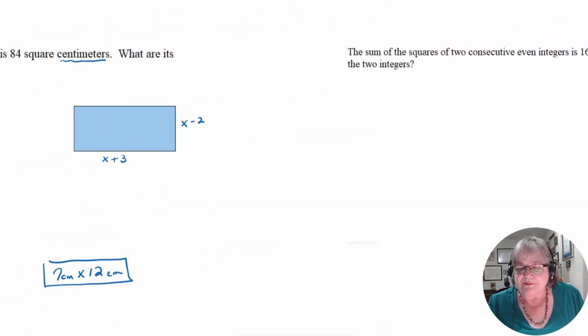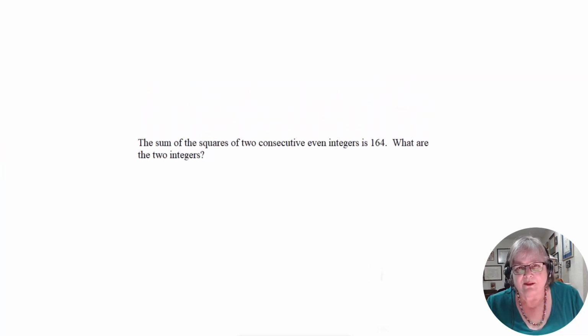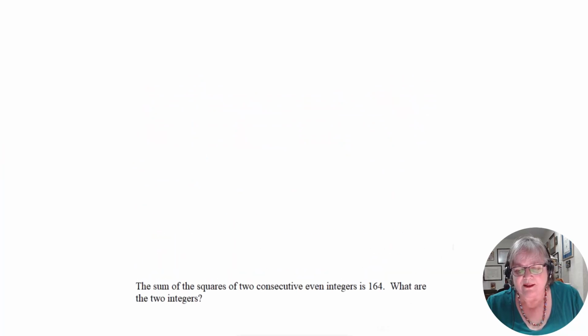Let's do another one. And this says the sum of the squares of two consecutive even integers is 164. What are the two integers? Well, okay, this might be new, right? Let's talk about consecutive integers. I'm going to go up here for just a second.